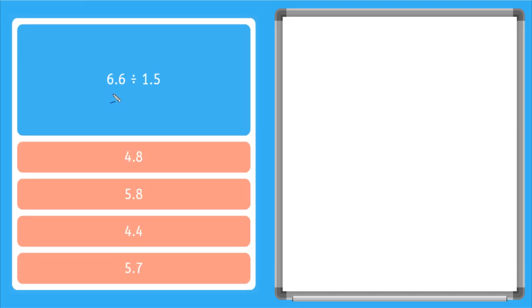So with this one, again, my first step is to rewrite this expression in standard form. So I go 1.5 goes into 6.6 how many times? So now my second step, I'm going to move that decimal place so that my divisor becomes a whole number. So now that's a 15. I have to move it the same distance over here. So that becomes 66. I'm going to put my decimal up on the top.